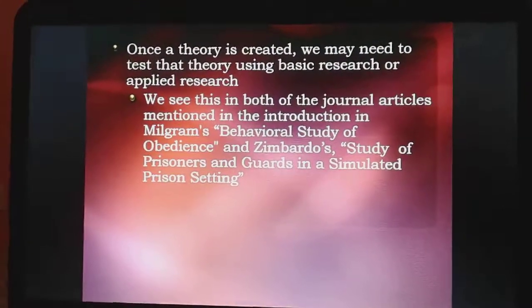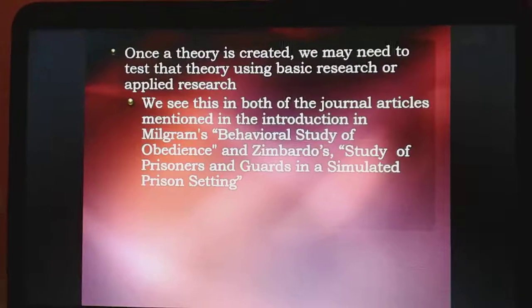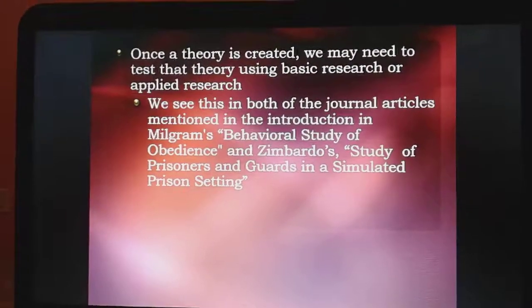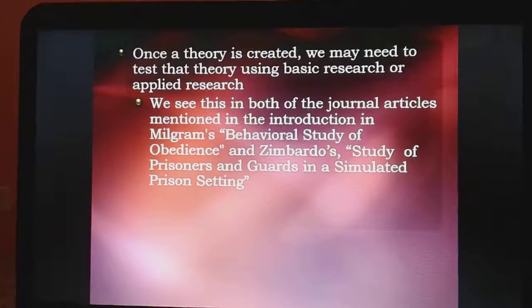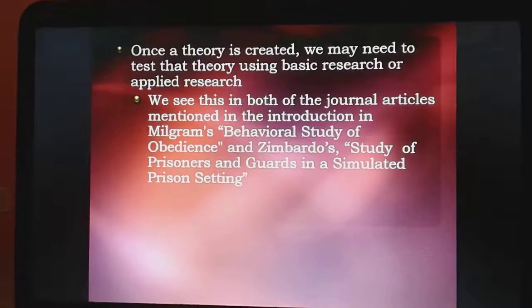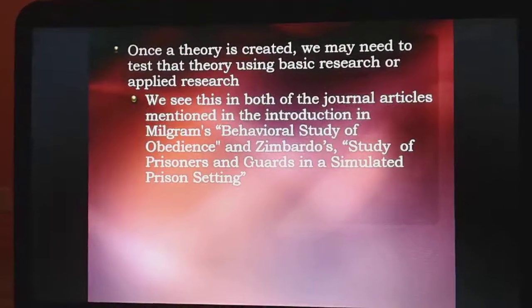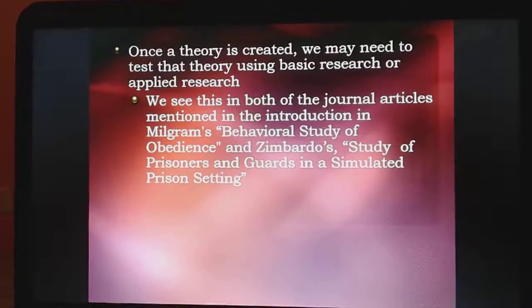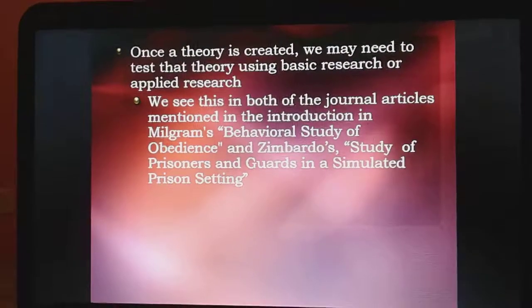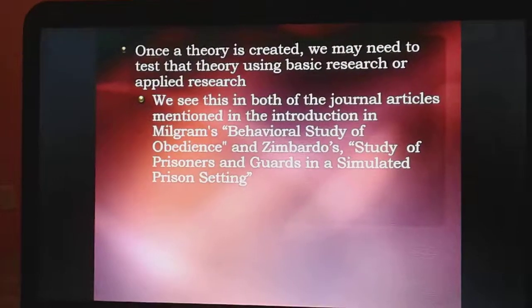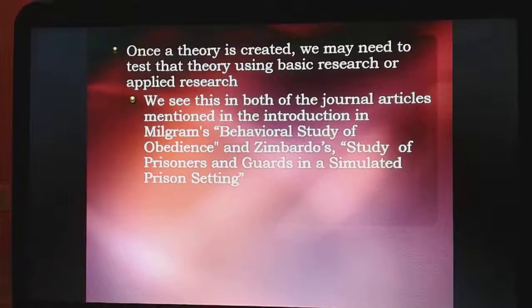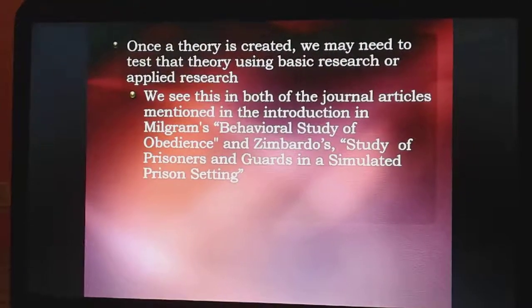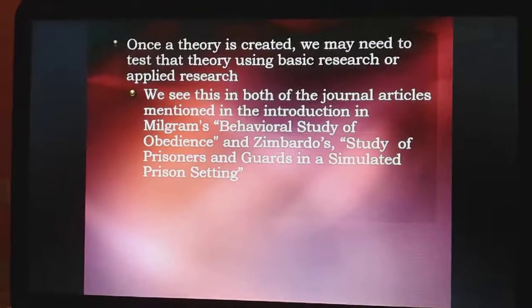Applied research is research whose goal is to make applications to the world and contribute to the solution of social problems. We see this in both of the journal articles mentioned in the introduction. We see it in Milgram's behavioral study of obedience. In that study, we see that Milgram looked at obedience as a determinant of behavior and used the threat of electrical shock therapy to get others to conform.